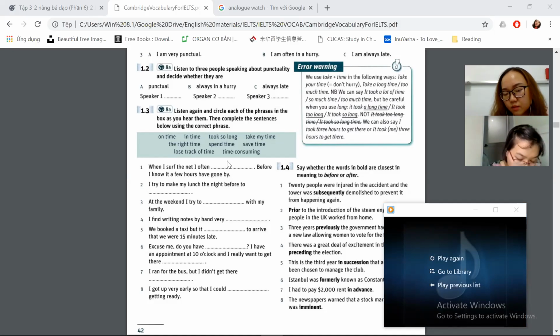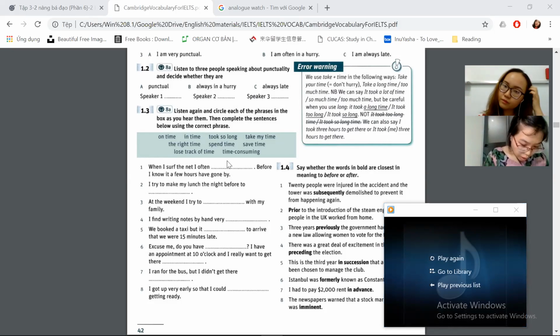So number 1, could you read them? Number 1. When I surf the net, I often lose track of time. Before I know it, a few hours have gone by. Okay. I often lose track. You can say lose track of time or lose all track of time. Lose all. Okay. Number 2. I try to make my lunch the night before to save time. Yes. Okay, save time.